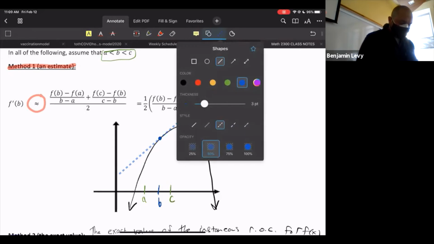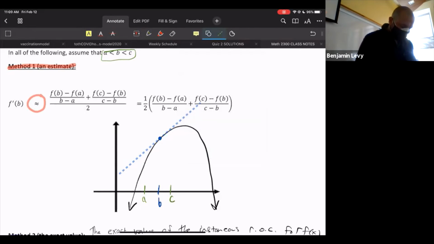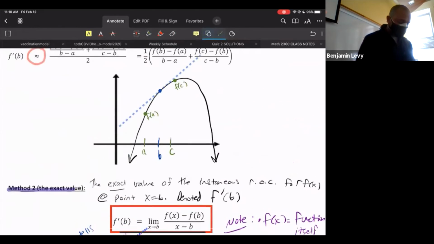So here is f of A and here's f of C, right? We're going to do a dotted line between each one of those points and the point we care about. So like this, in other words.